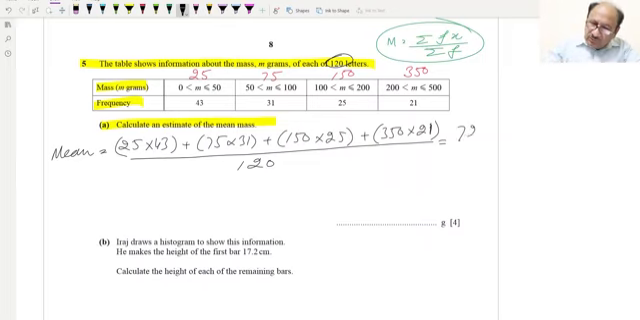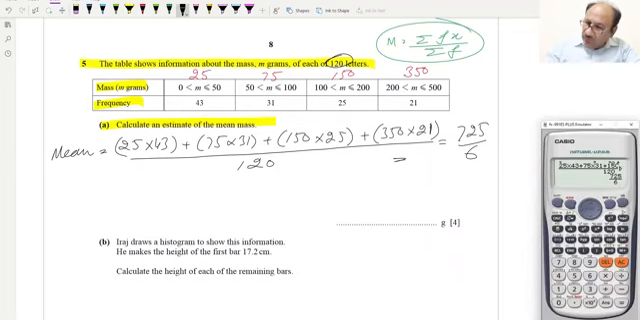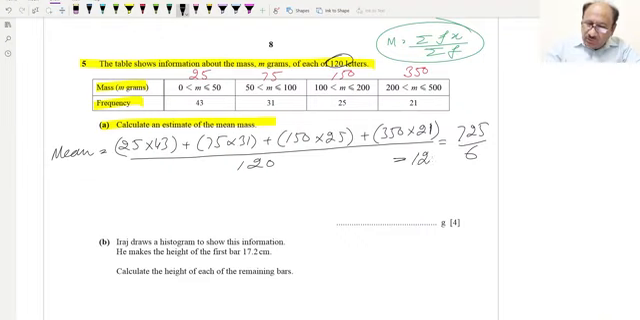725 over 6, and the decimal value will be 120.83. So we can write the answer as 120.83, and this will be a 4-mark question.